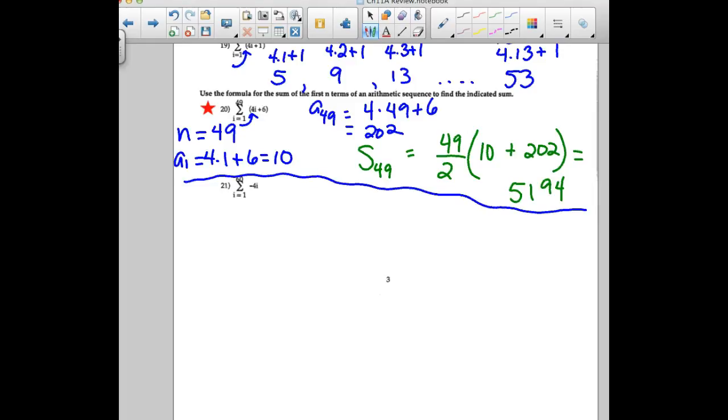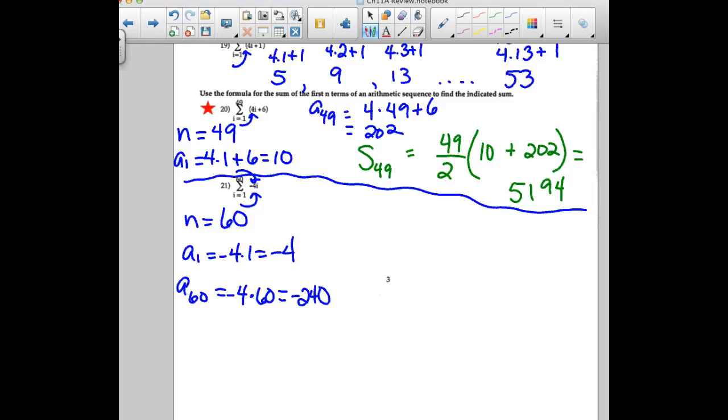Question 21, we are going from 1 to 60. So our n value is 60 numbers. Our first term is what we get when we plug that in. Putting a 1 in, we get -4. Our last term in this case would be our 60th number, and that's what we get when we put a 60 in for i. So -4 times 60 would be -240.